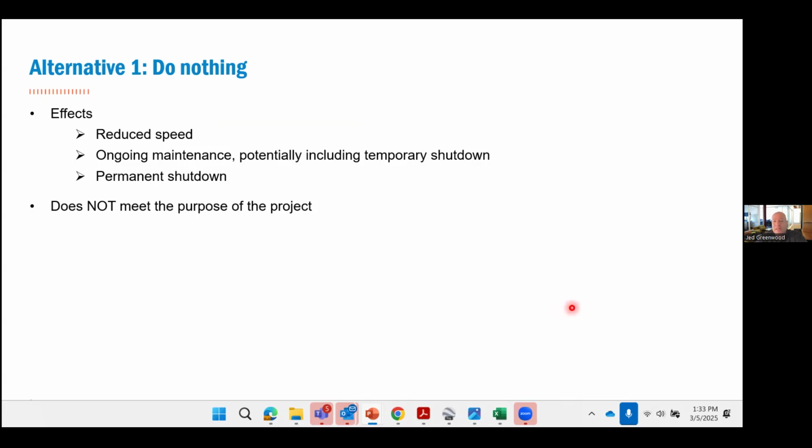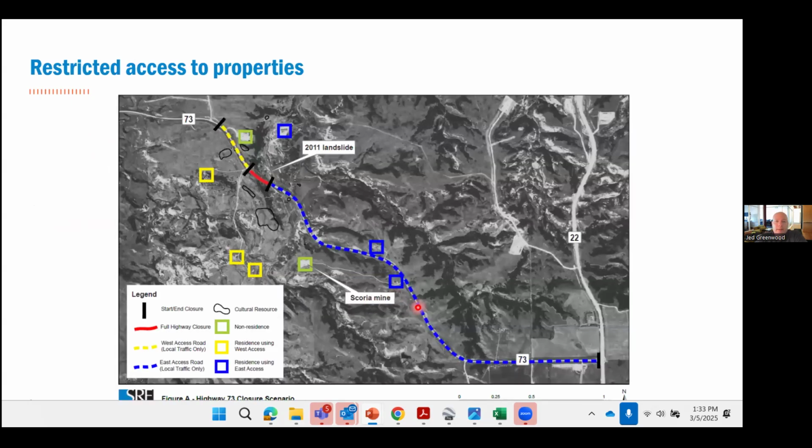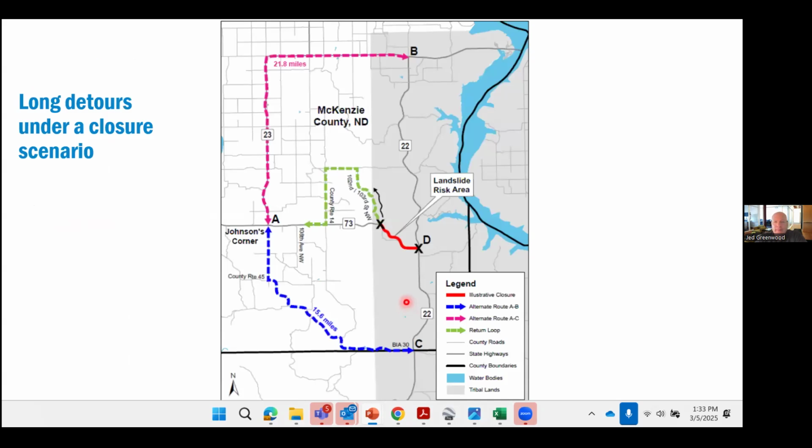Alternative one, if you do nothing, you probably have to reduce the speed limit on that section of highway. There would be ongoing maintenance. There'd probably be some temporary shutdowns for the maintenance, or if a large slump occurs, say in the spring, you might have to shut down, or there could even be a permanent shutdown. But that did not meet the purpose of the project, so do nothing was out. I'll skip over that one.